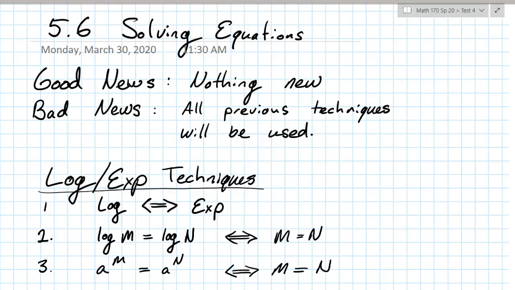Section 5.6 is where we get to solve equations involving exponential and logarithmic functions. So we are not adding any new techniques to our section, but we do have to remember the previous techniques that we've learned. A summary of those are as follows: changing from logarithmic form to exponential form, or vice versa. Getting log m equals log n, so that we can get m equals n, or matching the bases, a to the m equals a to the n, so that we can equate the exponents, m equals n.